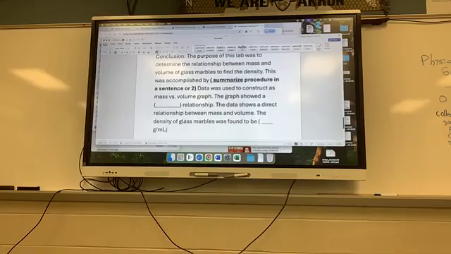So whatever your number is. And then you'll say this resulted in a percent error of blank. That is a good conclusion section. Cool? That's the conclusion section. Last section.